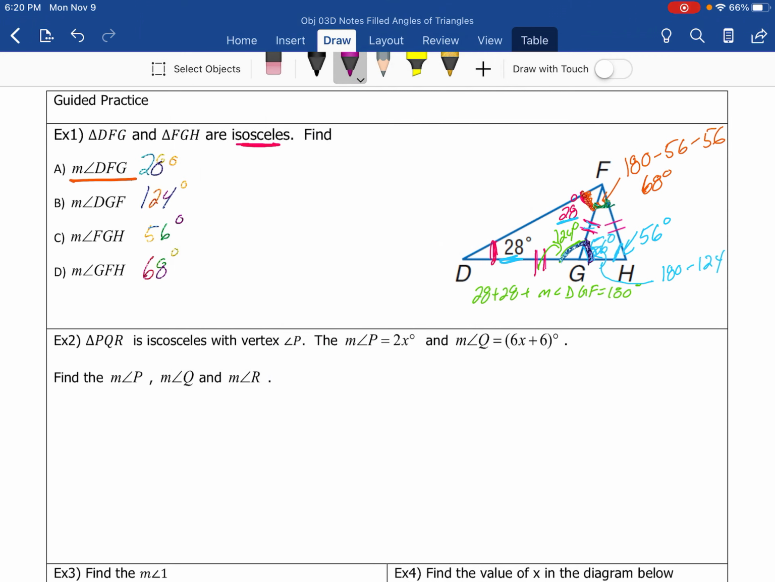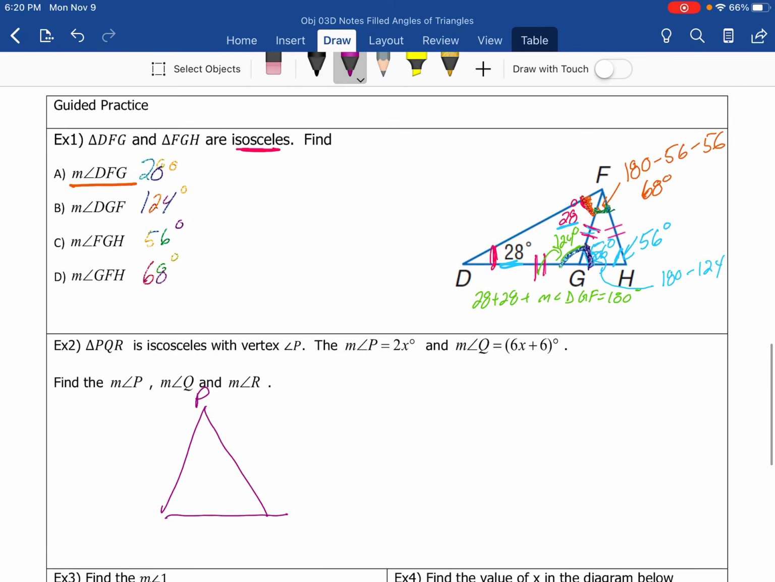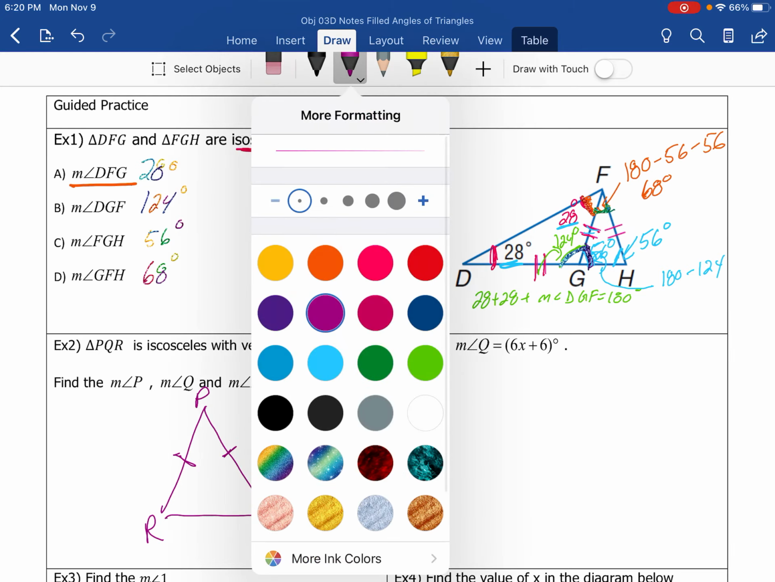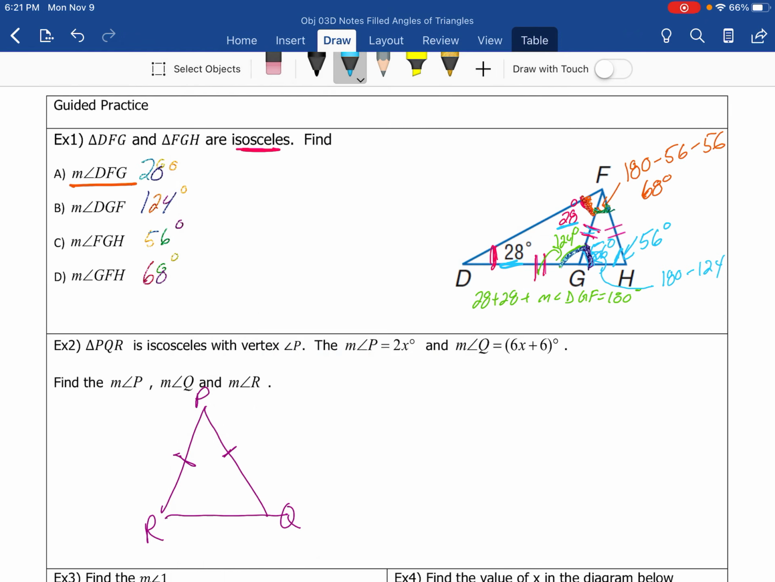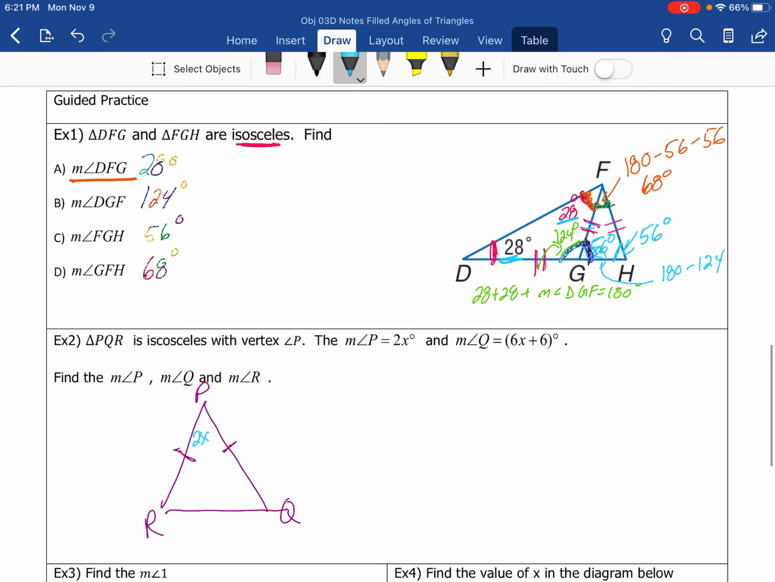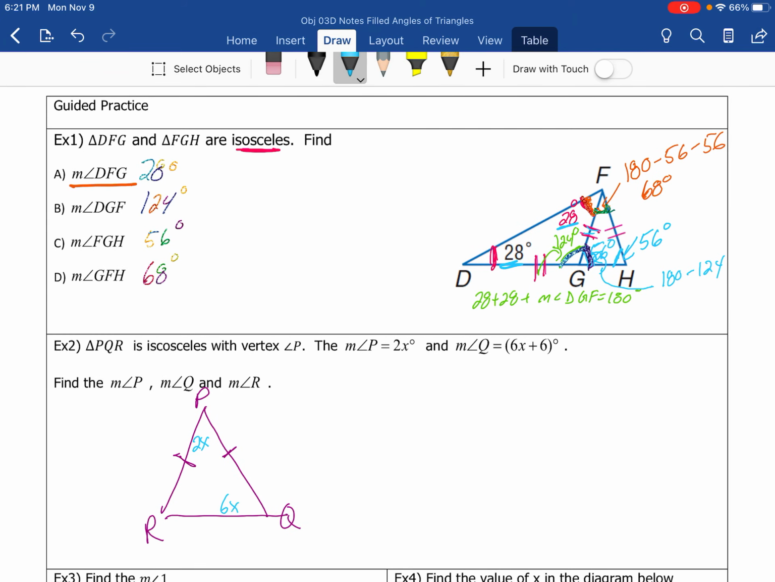Next problem. It says PQR is isosceles with vertex P. So I'm going to put my P here because that's where I like my vertex. If P is your vertex, then these have to be your congruent sides, because the vertex angle is the angle created by the congruent sides. The measure of angle P is 2x. The measure of angle Q is 6x plus 6.